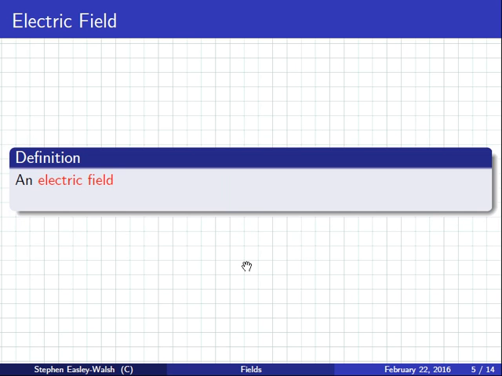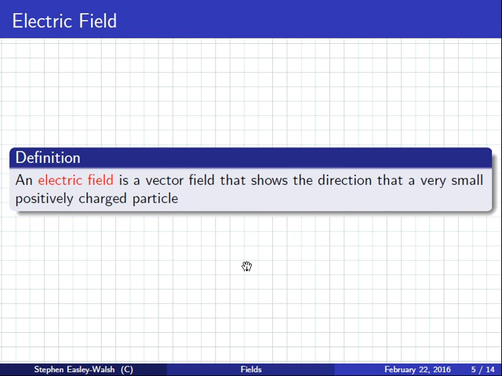Okay, so now onto the juicy stuff. So now we can actually say exactly what I mean by an electric field. The simplest definition I could find is: an electric field is a vector field, and I'll have to explain what that is in a moment, that shows the direction that a very small positively charged particle will move when placed in the field. Write that down.